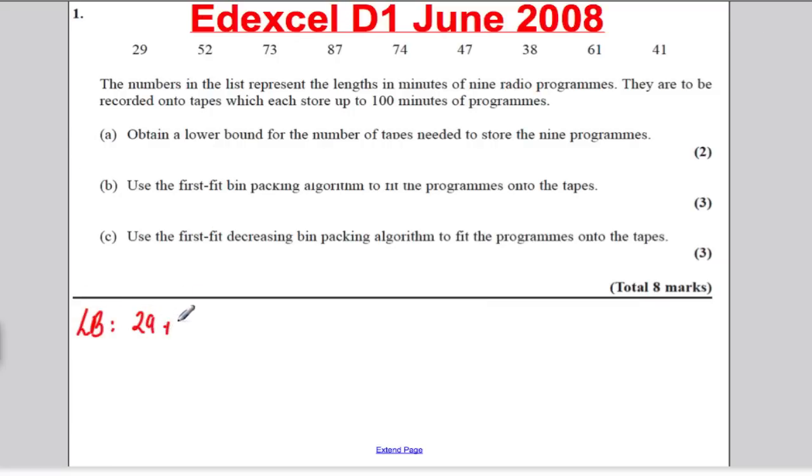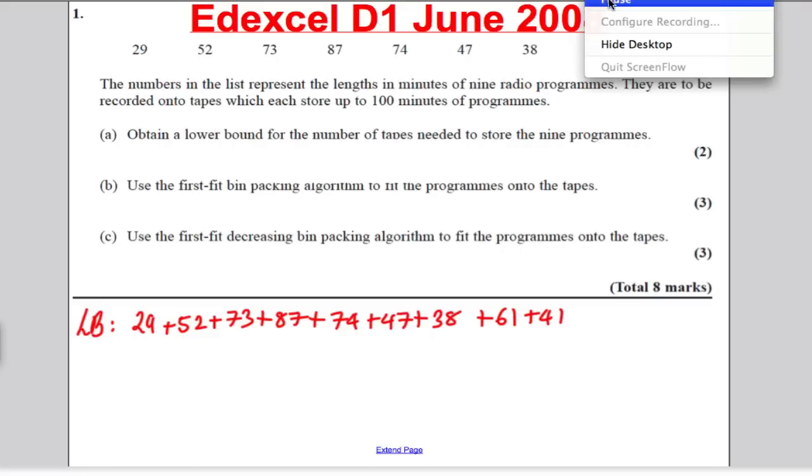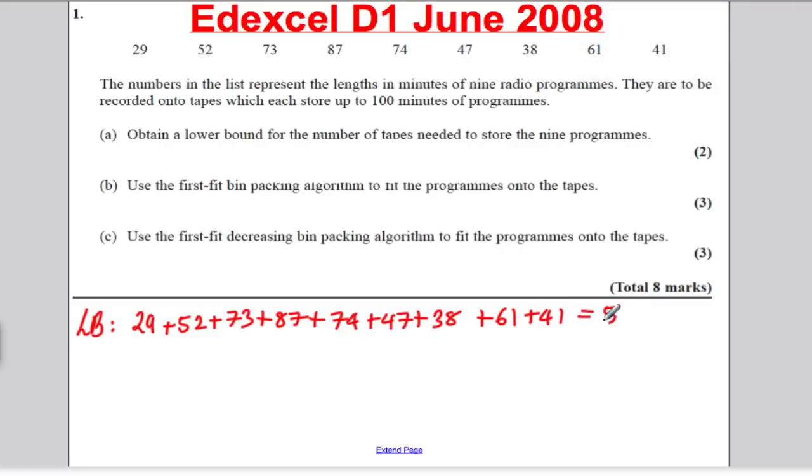So you add up 29, 52, 73, 87, 74, 47, 38, 61 and 41. So you get 502 when you do that. So if you want to record them onto 100-minute programs, the lower bound is therefore 502 divided by 100. You get just over 5, so 5.02. So the lower bound is therefore you need at least 6 tapes, okay, as a lower bound.